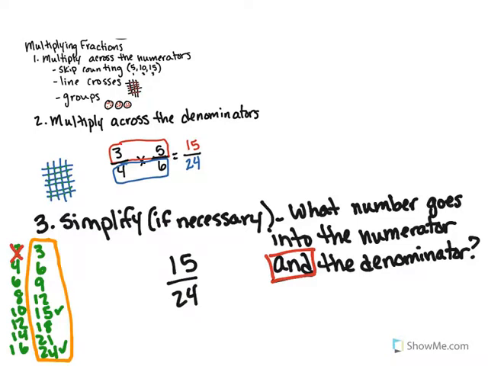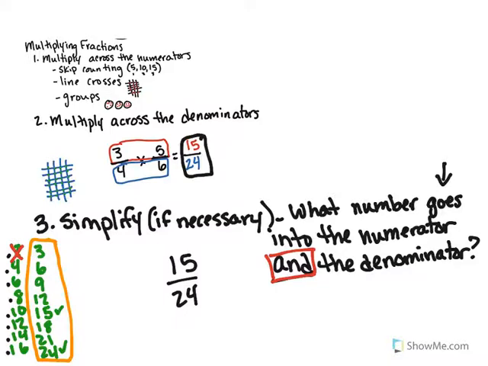Third, I'm going to simplify. So I got my final fraction of 15/24, and now I need to ask myself, what number goes into the numerator and into the denominator? So 1 always goes into every number, so that's not a great number to check with to simplify. So I start with 2's, and I skip count 2, 4, 6, 8, 10, 12, 14, 16. Oh, I didn't hit 15. I jumped over 15 with 2's. So 2's will not work for simplifying this fraction.